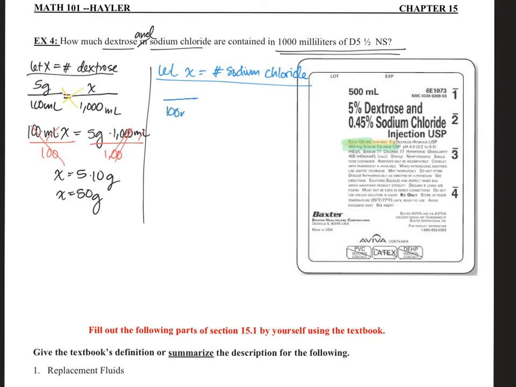Alright, so we can go ahead and set up our proportion using that. We know 100 ml has 450 milligrams of sodium chloride. Set that equal to what we know, which is we have 1,000 milliliters, and we don't know how many grams of sodium chloride we have. And you know what, to make things less confusing, I'm actually going to change my variable here. Let's not work with x, let's call this one Y. Why not? Pun intended.